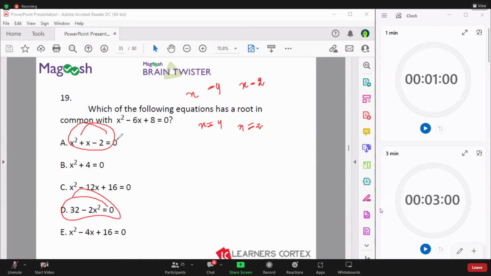It is D. Here what you can do is, 4 will not be the root, 2 will be a root. Here it is minus 2, so it will be minus 2 or 1 or minus 1 or 2. Okay. And since it is positive, the factor would be x plus 2. Since it is x plus 2, it will have a negative root. So this cannot be the option.